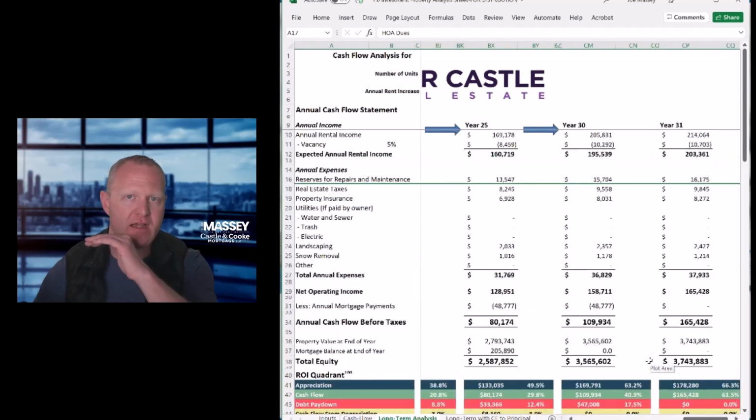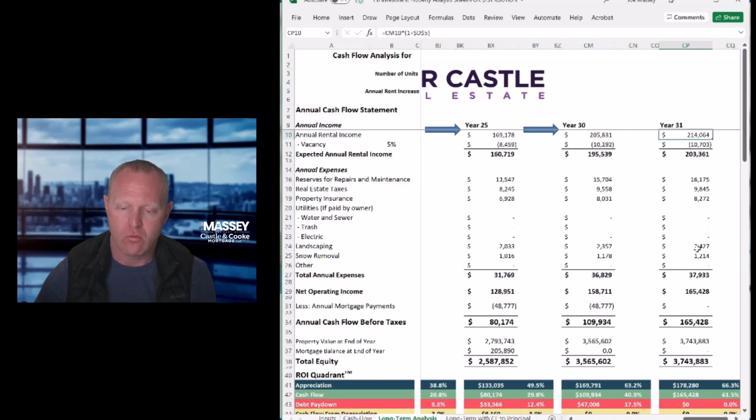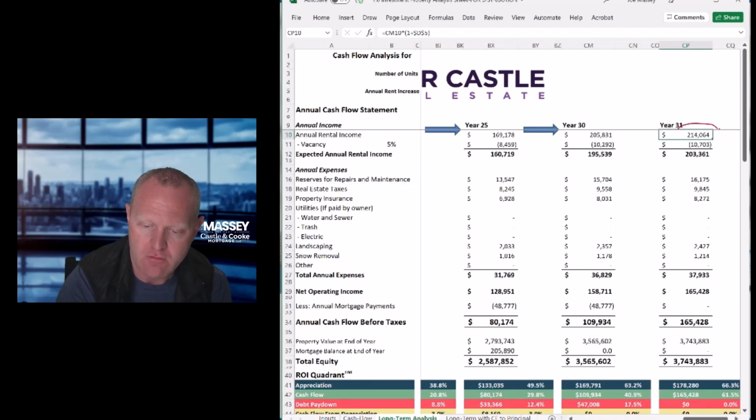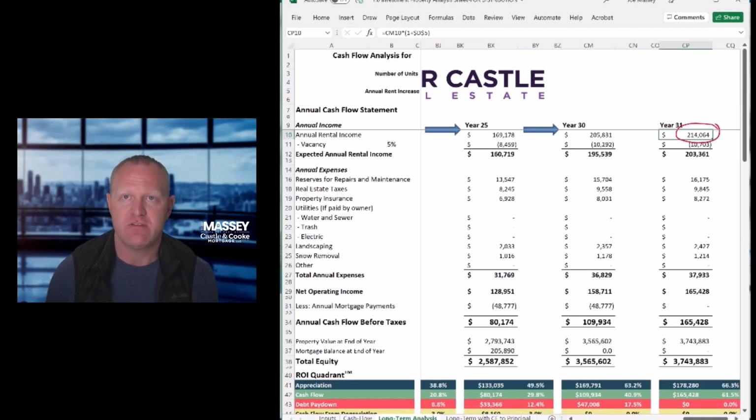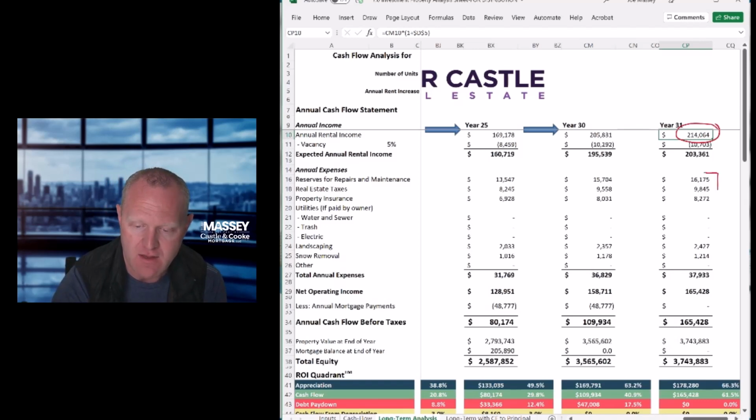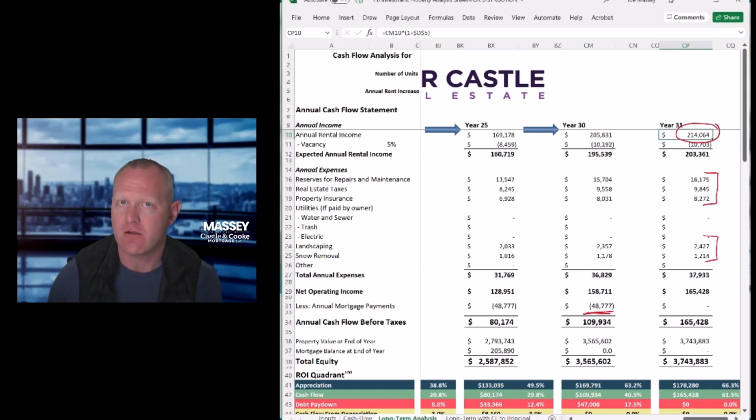Let's just say they've made every scheduled payment. They never made any additional payments. Where do you end up in year number 31? Well, rents have now gone up to $214,000. Seems like an outrageous number, but guys, this was based on a 4% annual rental increase every single year. Taxes, repairs, maintenance, everything has gotten more expensive with one exception. The mortgage was still $48,000 a year. It was paid off at the end of year 30, and now there is no mortgage on that property.